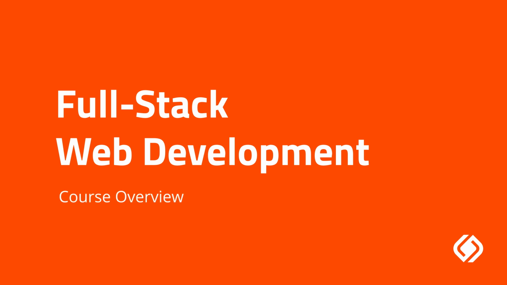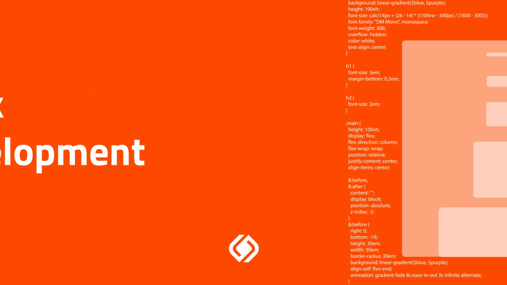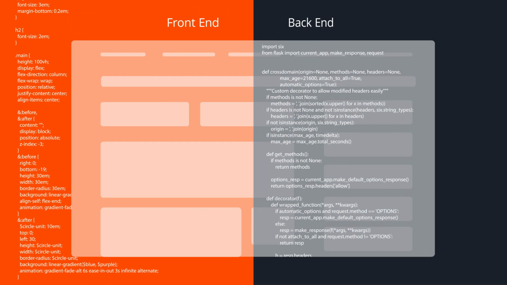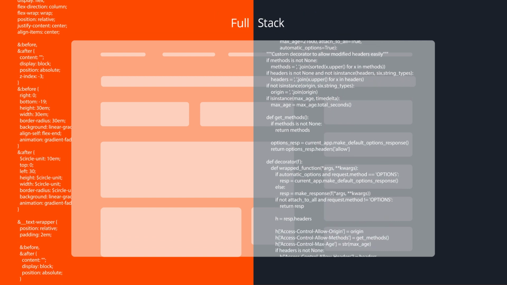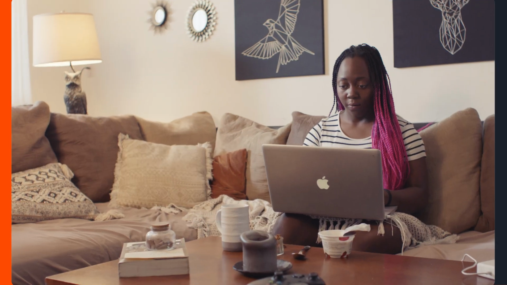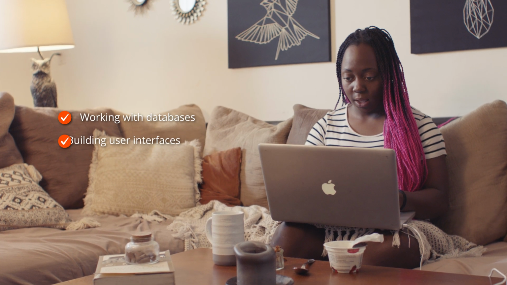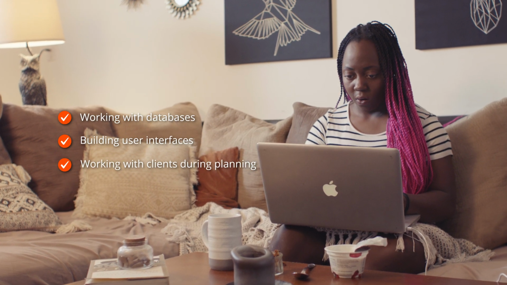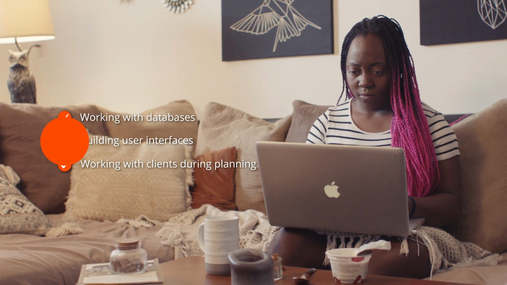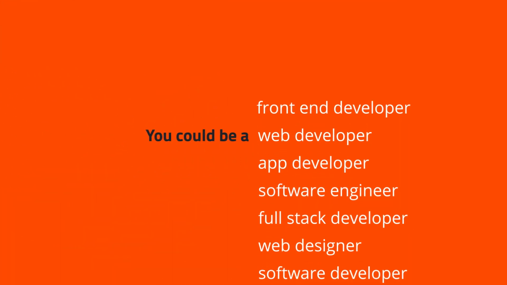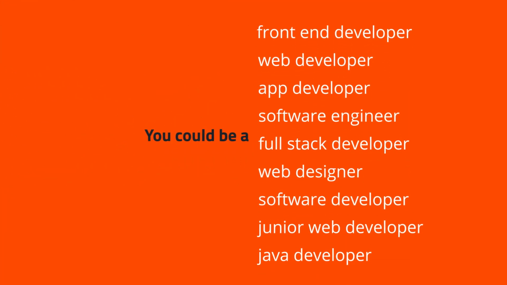BloomTech's web development course will train you to become a full-stack developer. But what exactly does that mean? You will learn to work with both the front and back end of a web app, also known as a full stack. This means you'll be able to tackle projects that involve working with databases, building user interfaces, and working with clients during planning. Front-end developer, web or app developer, software engineer.